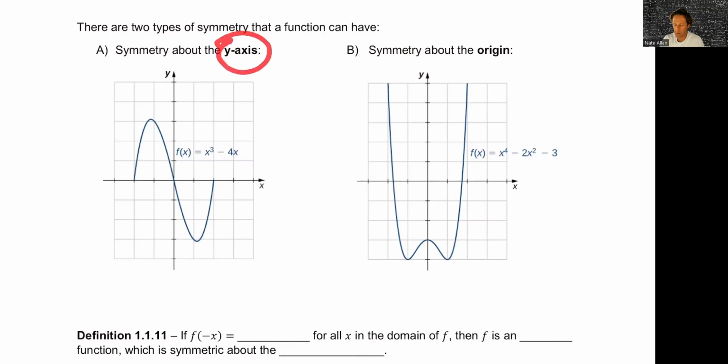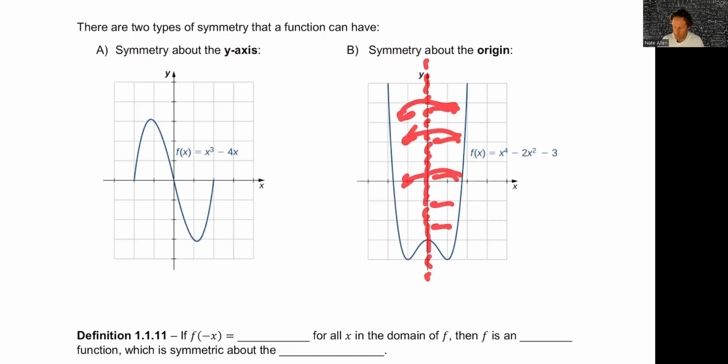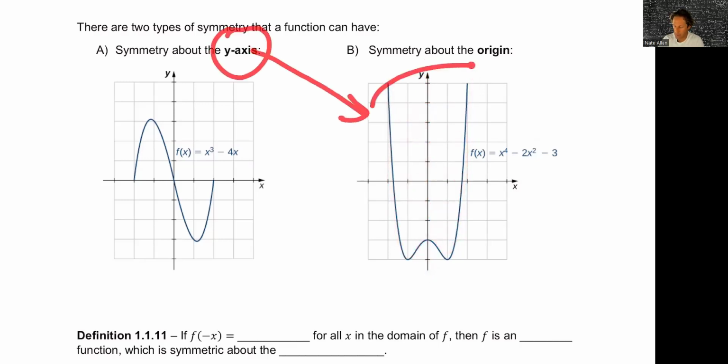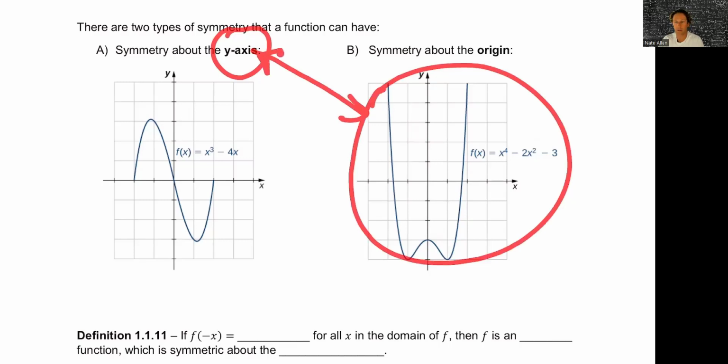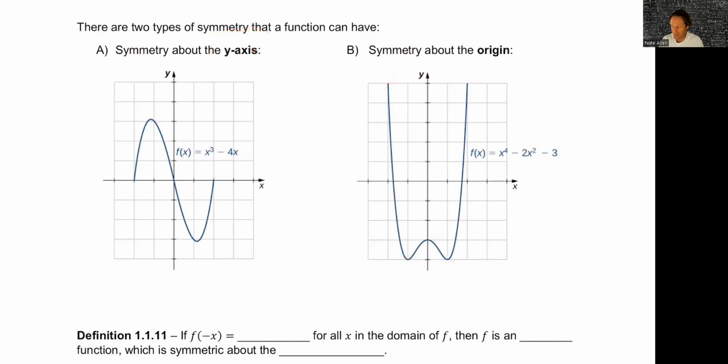So let's start with the first one here. Which of these two has the symmetry about the y-axis? Well, hopefully you can see if you just drew that vertical line right there, all of this would fold over to the other side and line up perfectly. So this one actually is the one that has the symmetry about the y-axis, which means you can probably guess part B, the one that has symmetry about the origin. Now remember, where we originate from is 0, 0. And so what does that mean? How do these different symmetries work?